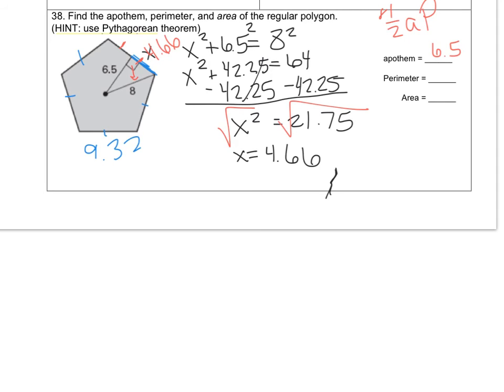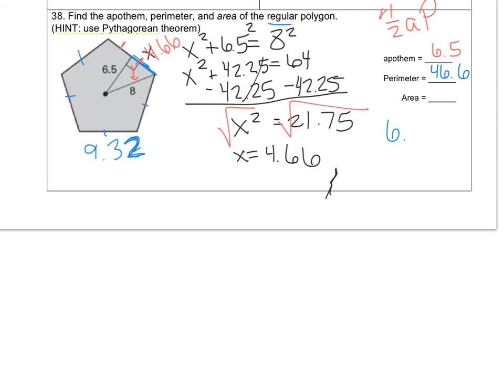Okay, I found 9.32 because if one little part is 4.66, the other little part is 4.66, and I just added those up. So if I know one side is 9.32, all sides are 9.32 because it is a regular polygon. That means all sides are the same. So if you do 9.32 times 5, because it has 5 sides, your perimeter is going to be 46.6. Okay, once you have little a and p, just plug it into the formula.